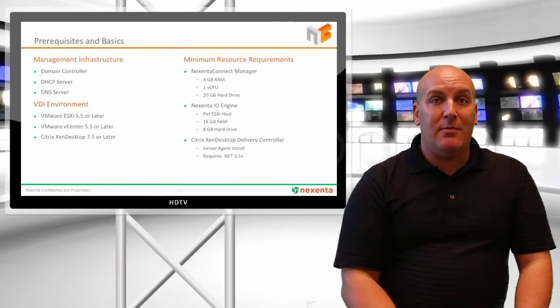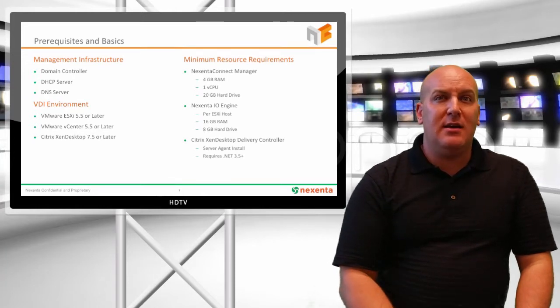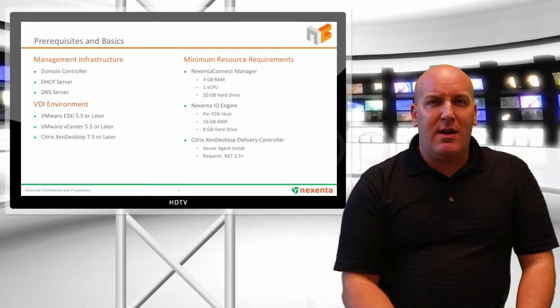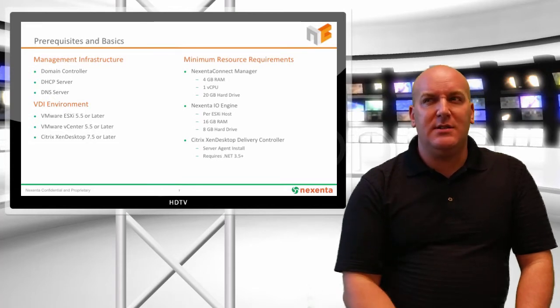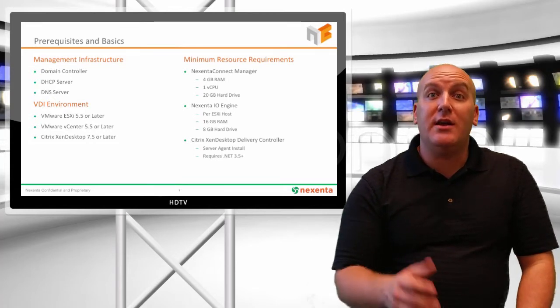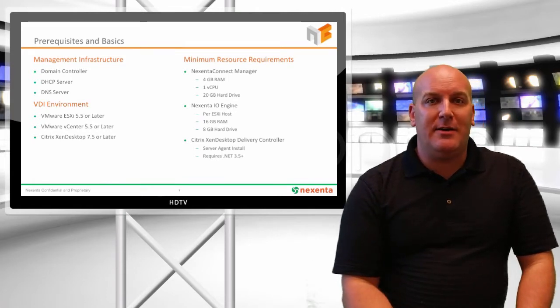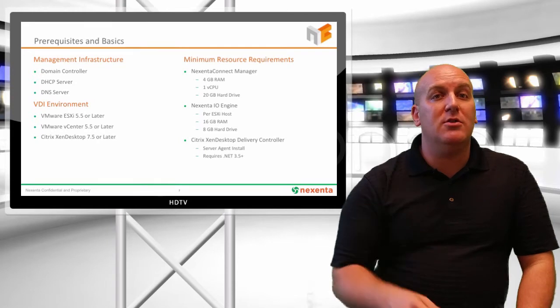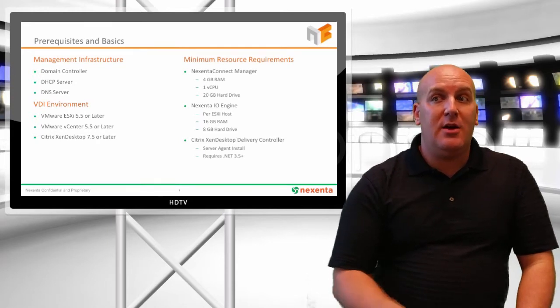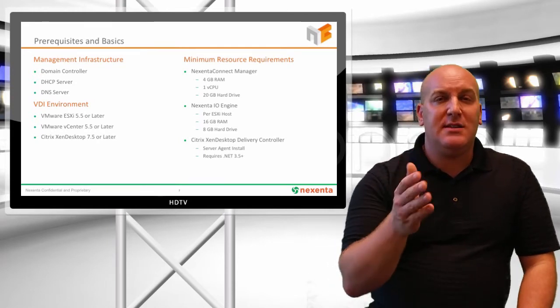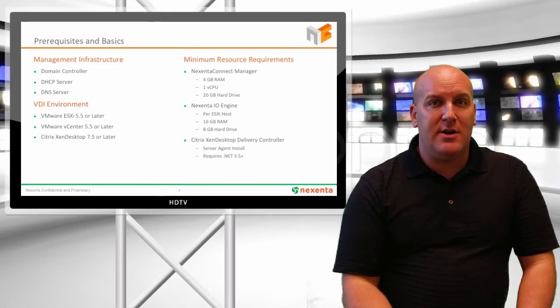Well, first off, you're going to have the manager. The manager is going to take somewhere around 4 gigs of RAM for you, and then of course a single vCPU. On top of that, you're going to need about 20 gigs worth of space, just to keep the database for the analytics that I was telling you about. Then on each one of your hosts, we're going to deploy an I/O engine. That I/O engine needs to have 16 gigs of RAM and about 8 gigs of hard drive space for you to be able to utilize.